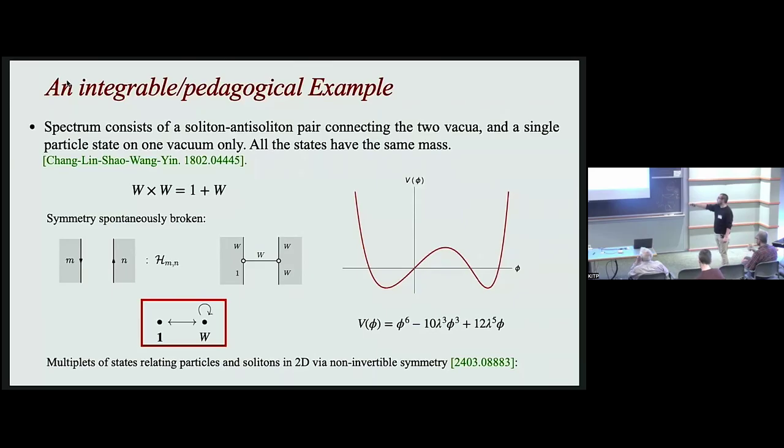So this is basically something that we call a soliton, something that interpolates between two different vacua, and WW, which is just a state in the very same vacuum. So we can see here how a topological line can basically interpolate between two different Hilbert spaces, one which will be solitonic and one which is more particle-like.